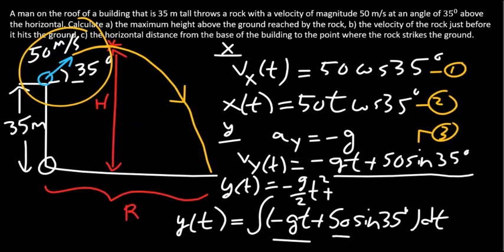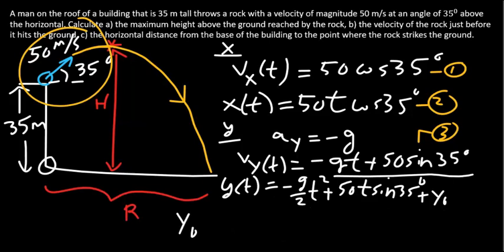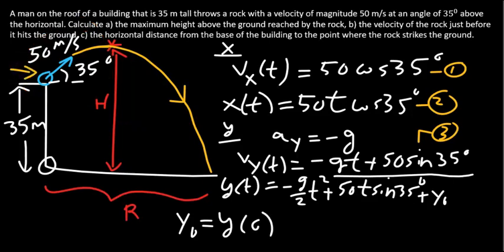That one is 50t sine 35 degrees, plus an integration constant. Let's call it y naught. y naught is the value of the y coordinate at t equals 0. Because the object's starting point has a y coordinate of 35, y naught is 35, namely the height of the building. So let's substitute 35 there.